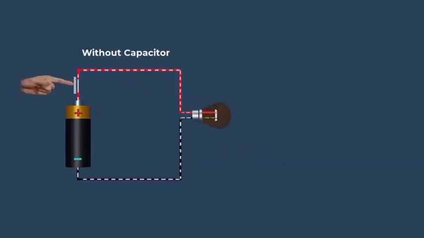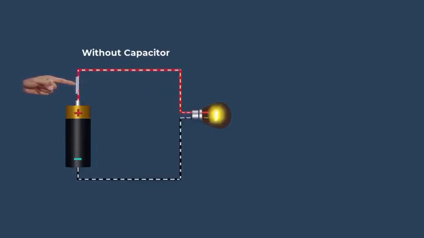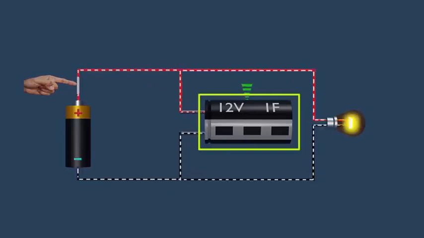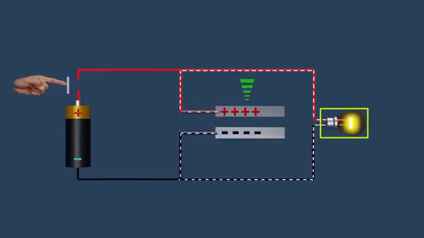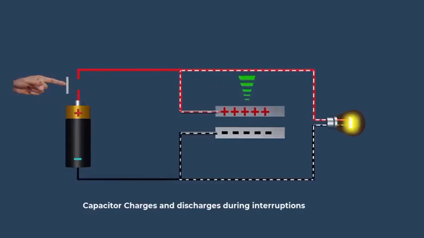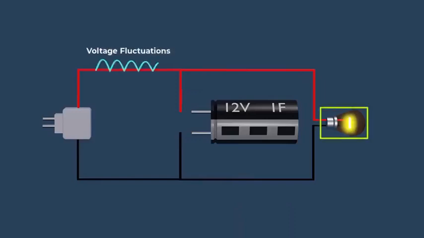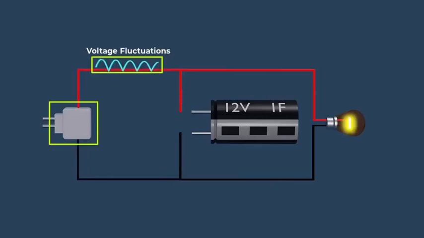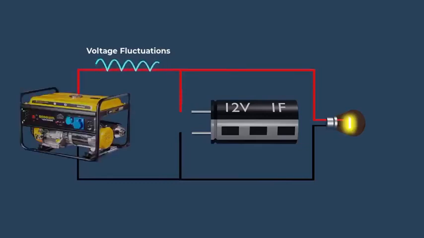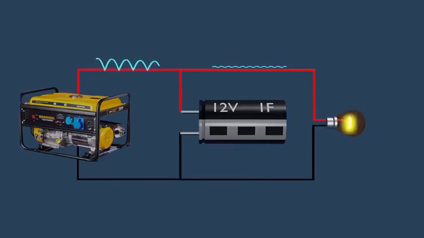If we switch a light bulb on and off rapidly without a capacitor, the light will flash. If we connect a capacitor into the circuit, the bulb will remain illuminated during the interruptions, because the capacitor stores and releases the energy during interruptions. If we connect the bulb to a fluctuating voltage source, such as a power supply with uneven output, or an electric generator that is not running smoothly, the light will flicker. To smooth out these fluctuations, we can use a capacitor.